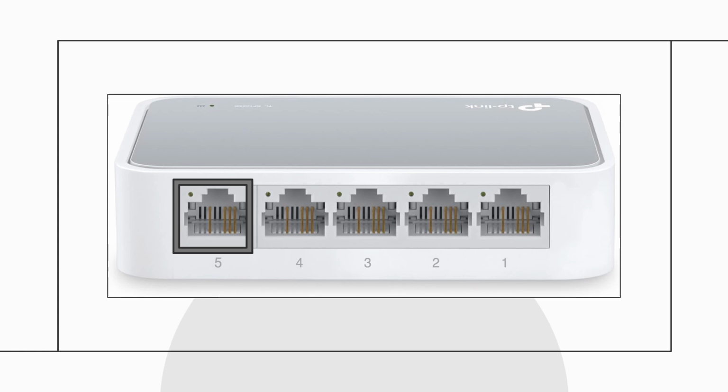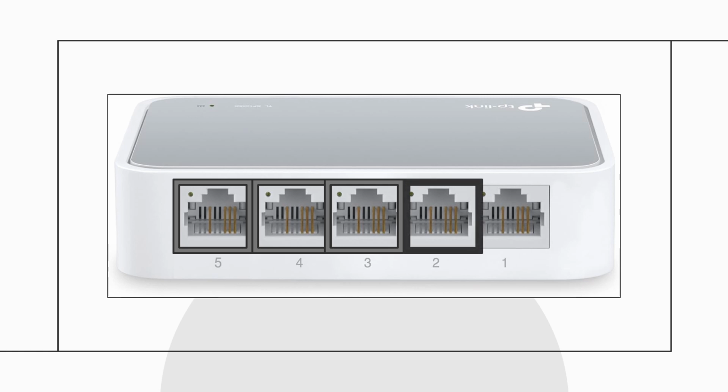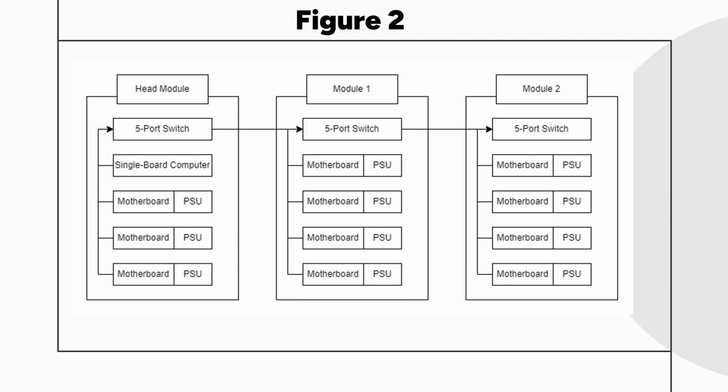Due to the switch having 5 Ethernet ports, 3 ports are taken by the motherboards. One port is taken by the single board computer, leaving an extra Ethernet port to allow the entire HPC module to be connected to another copy of the HPC module in a daisy chain configuration. This daisy chain can be extended to multiple copies of the HPC. Consider figure 2.